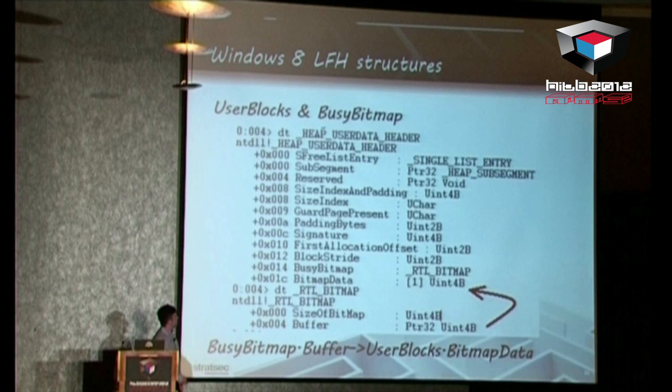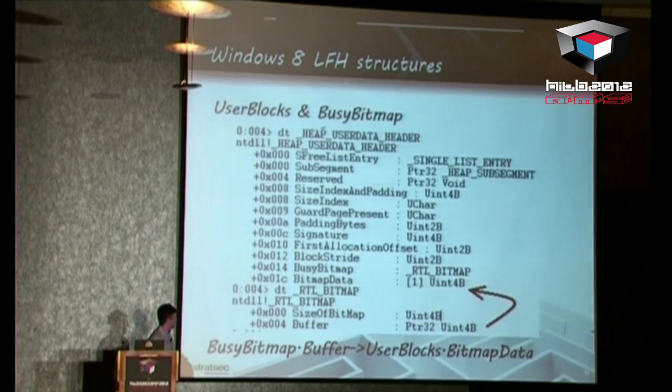The first change I noticed was that the user blocks data structure here was changed quite significantly. A lot of members were added, things like the first allocation offset, block strides, busy bitmap, and bitmap data. This is quite new. And then there's this data structure here which has a pointer to this bitmap data, and I was like, oh, that's kind of interesting. And then there's this guard page that was added, which I guess is to prevent any kind of modification of the user blocks.